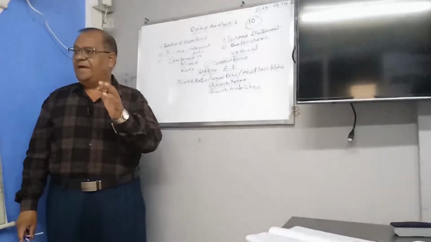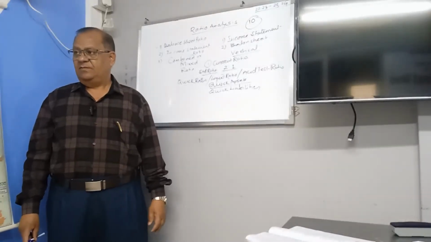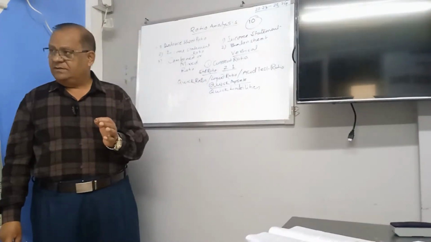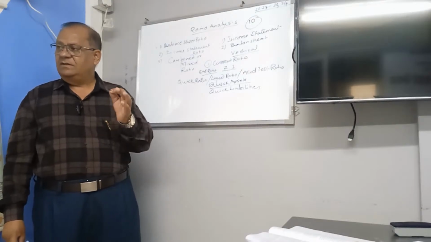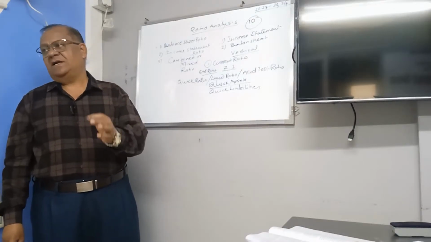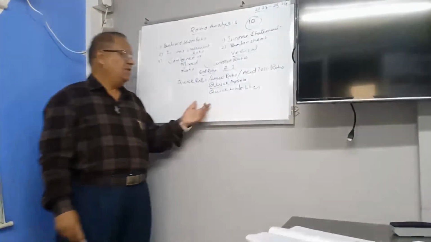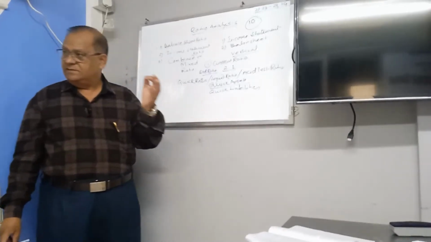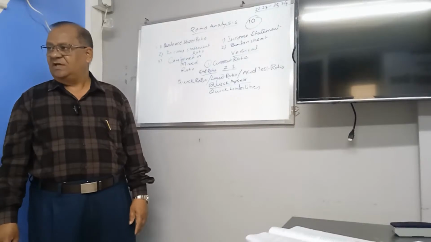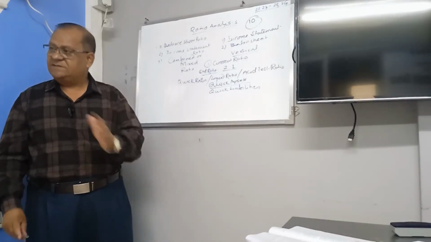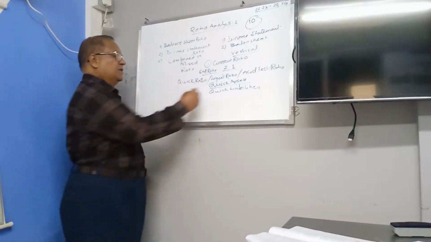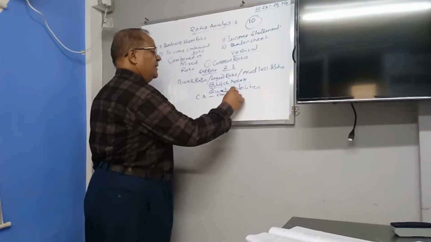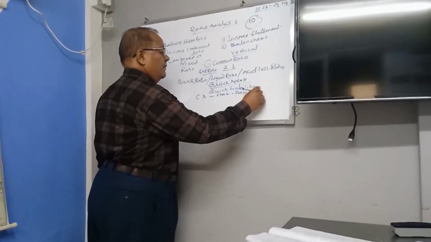Quick assets. Quick assets: from current assets you have to deduct stock, or it is called inventory, then prepaid expenses, minus advances if any. Then quick liabilities. Quick liabilities means current liabilities minus bank overdraft. So here for this, current assets minus stock minus prepaid expenses minus advances.